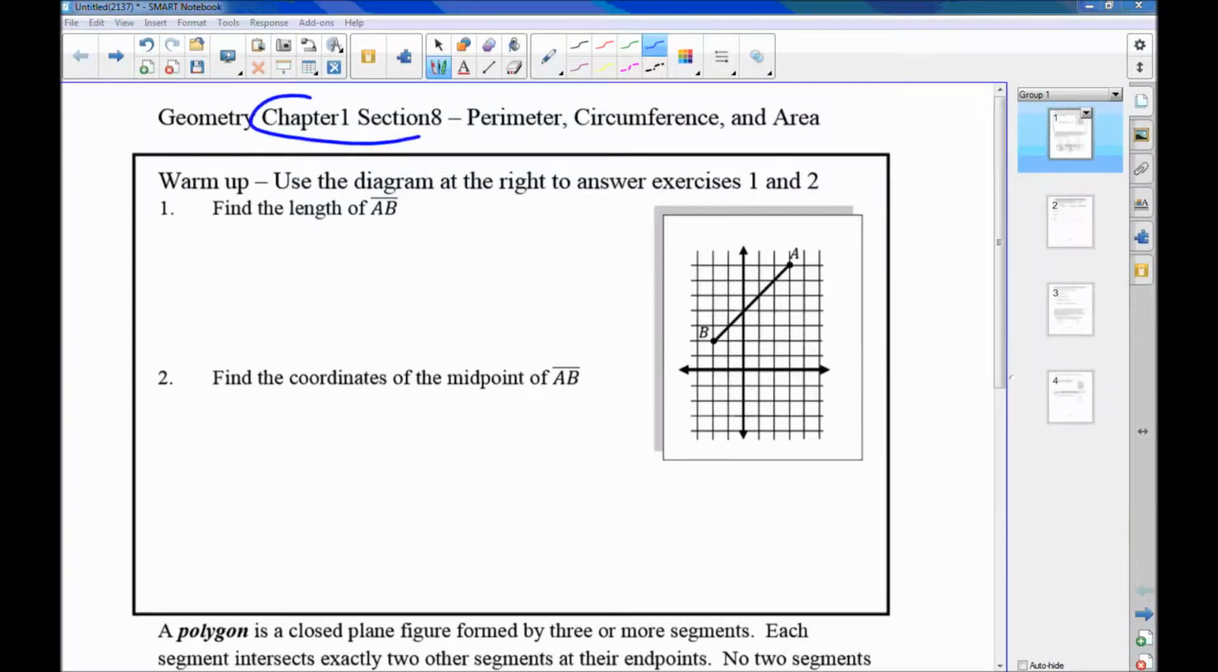Today we're covering Chapter 1, Section 8 about perimeter, circumference, and area. So our warm-up, use a diagram at the right to answer exercises 1 and 2. Find the length of a line segment AB. So we're going to use our distance formula here.